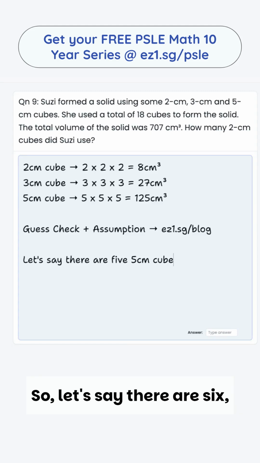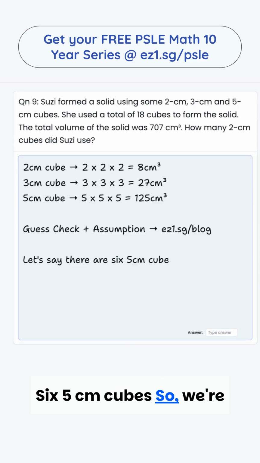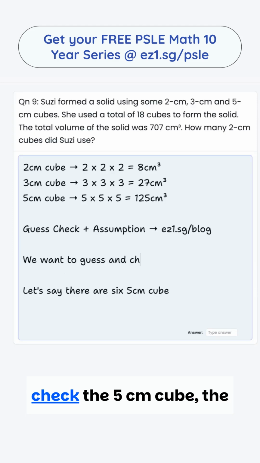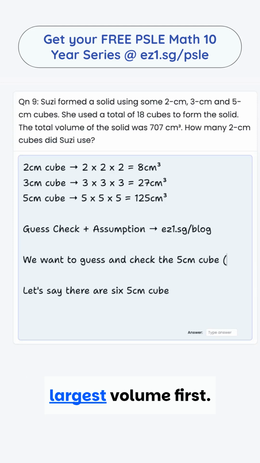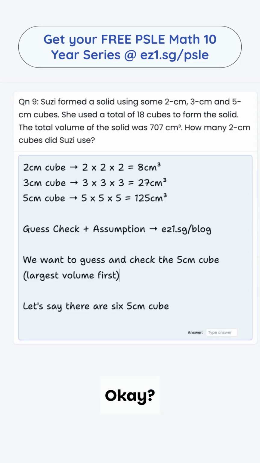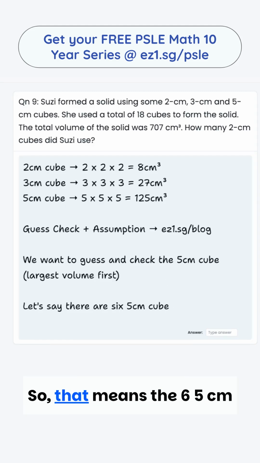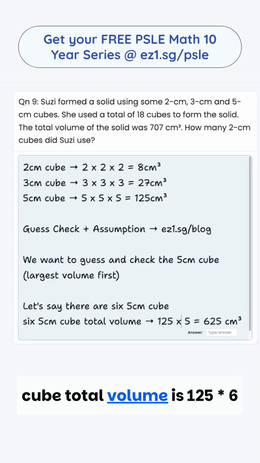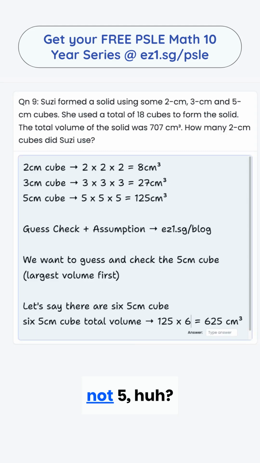So let's say there are 6 5 cm cubes. We're going to guess and check the 5 cm cube, the largest volume, first. Always go for the largest so you can slowly go down. So the 6 5 cm cubes have a total volume of 125 times 6, not 5.